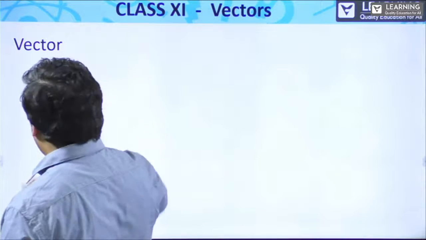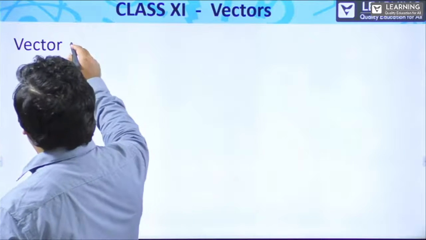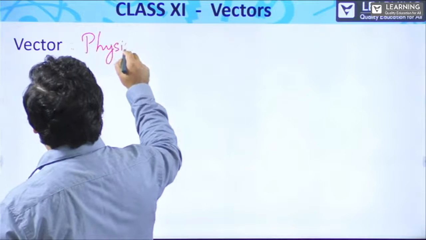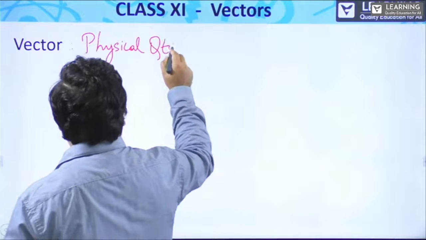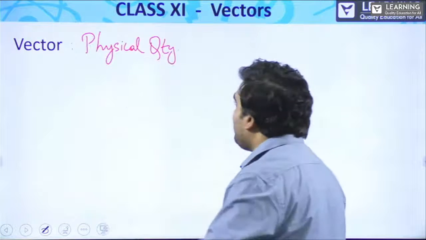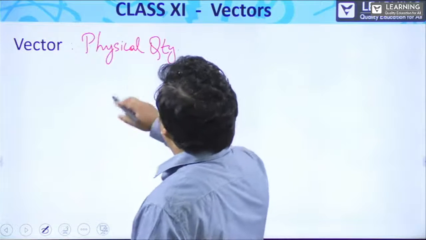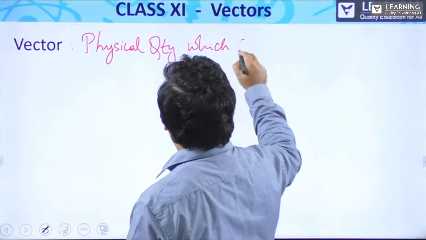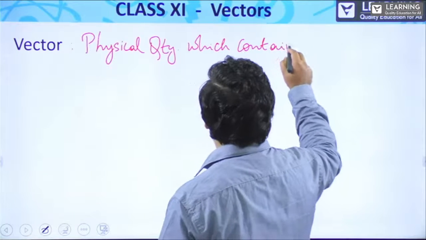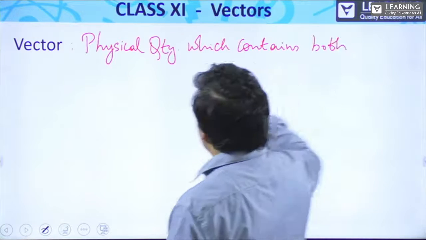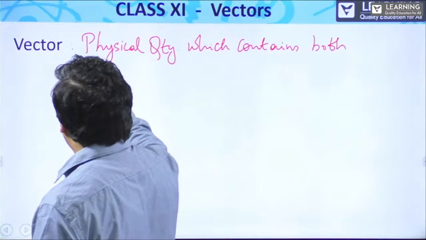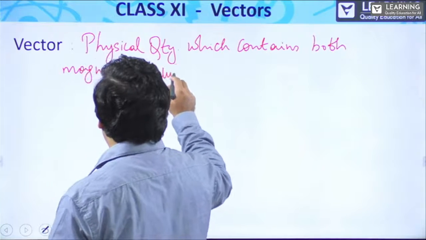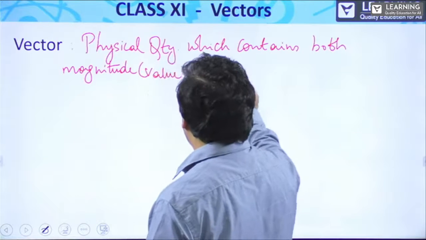So vectors are physical quantities, so I'll just put QTY in abbreviated form, quantity, which contains both magnitude, meaning the value, and direction.